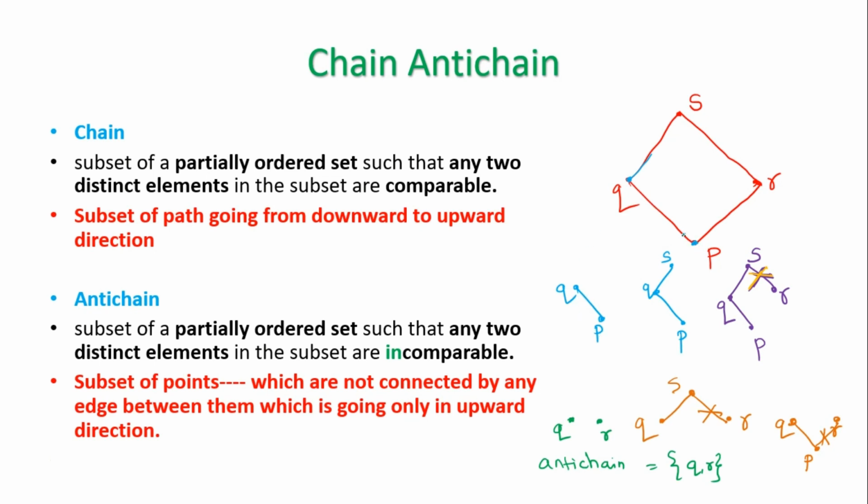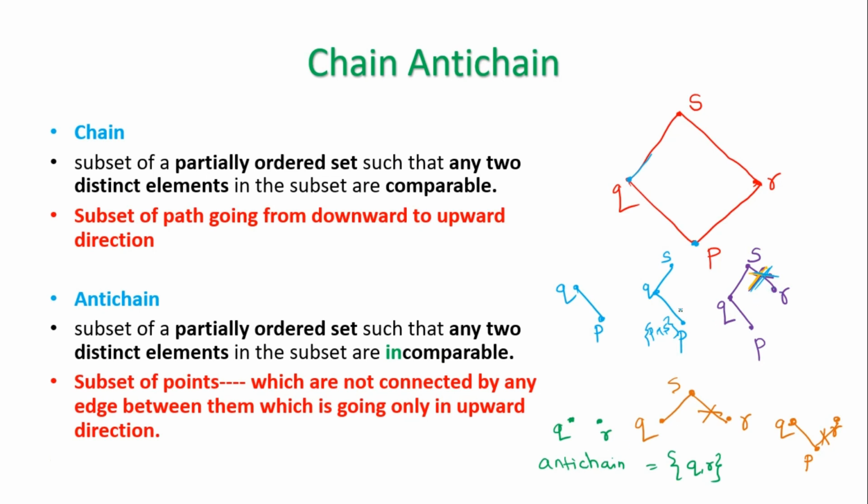Now this is my chain. This path is going in the upward direction. Again, if I start with P and travel to S, this path is going in the upward direction. So this is my chain. P, Q, S is my chain. Again, if I travel from P to Q, Q to S, I am going in the upward direction, but to include vertex R, I have to visit vertex R in the downward direction. So this is not according to our consideration. So this is not a chain.